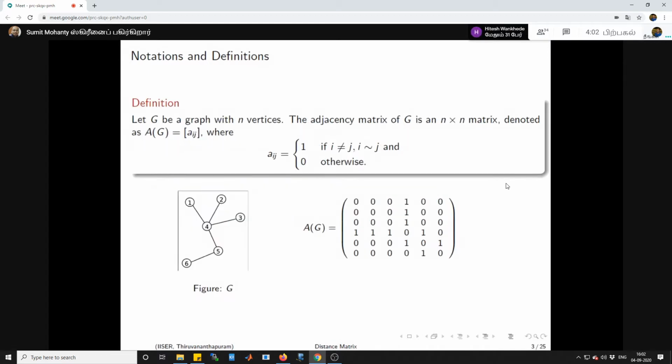Then recall the adjacency matrix of a graph on n vertices. The adjacency matrix is an n cross n matrix where a ij is 1 if i is adjacent to j and 0 otherwise. For example, this fourth vertex is adjacent to 1, 2, 3, and 5. So it is like this. It was discussed in previous classes also, so I'm going a little faster.